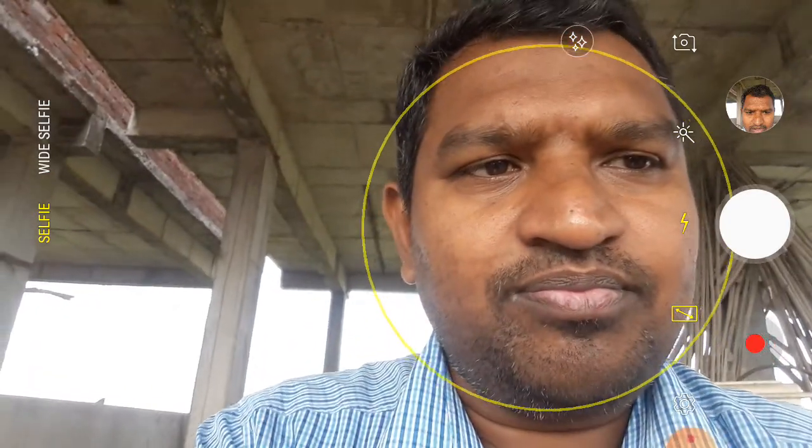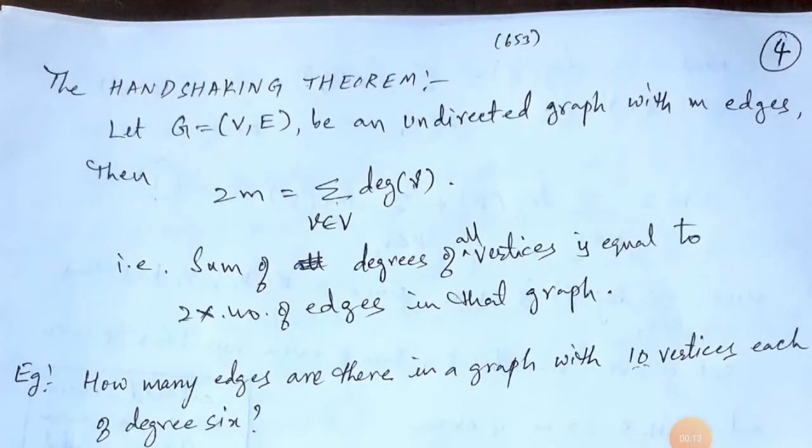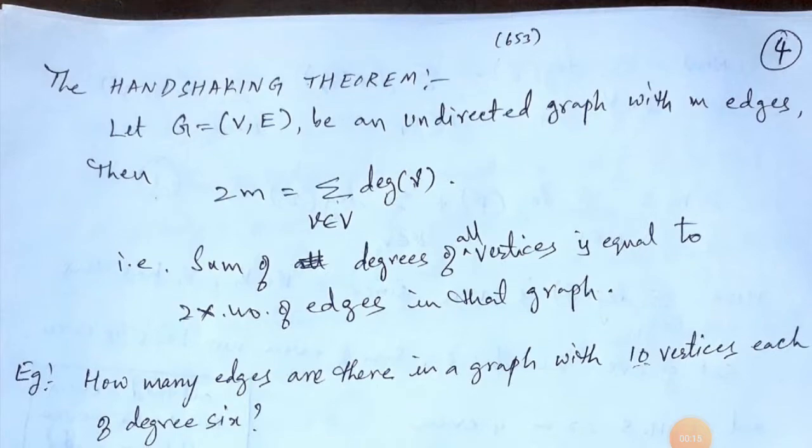Dear students, today we will learn an important theorem. Now, dear students, observe this handshaking theorem.